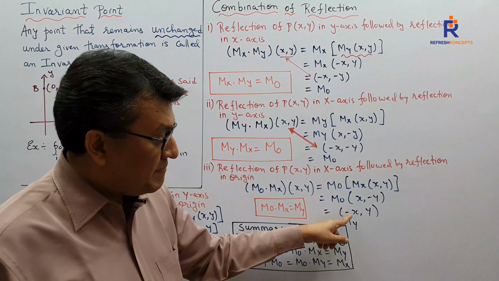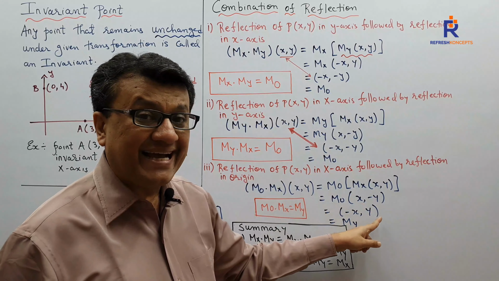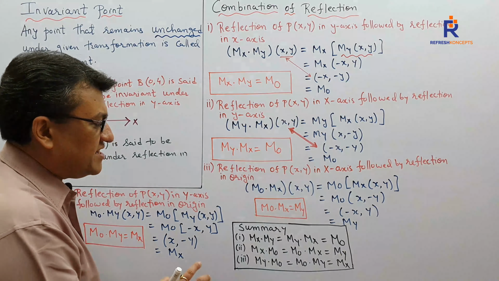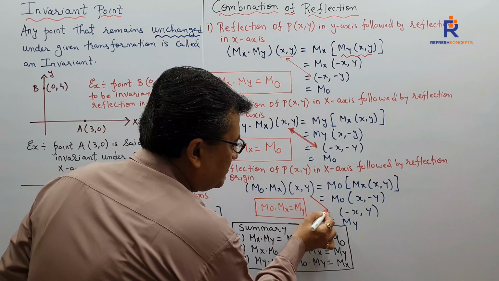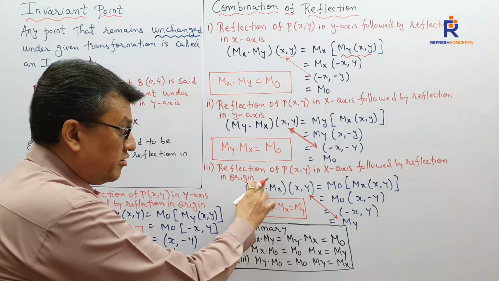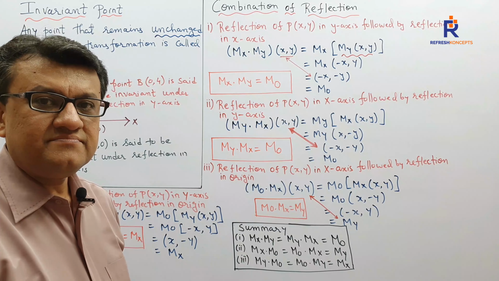But what is minus x, y? That means the x coordinate is getting changed, but y remains unchanged. That means it is reflection along y-axis. So what is the single transformation? The single transformation of reflection of a particular point in x-axis followed by origin is reflection along y-axis.